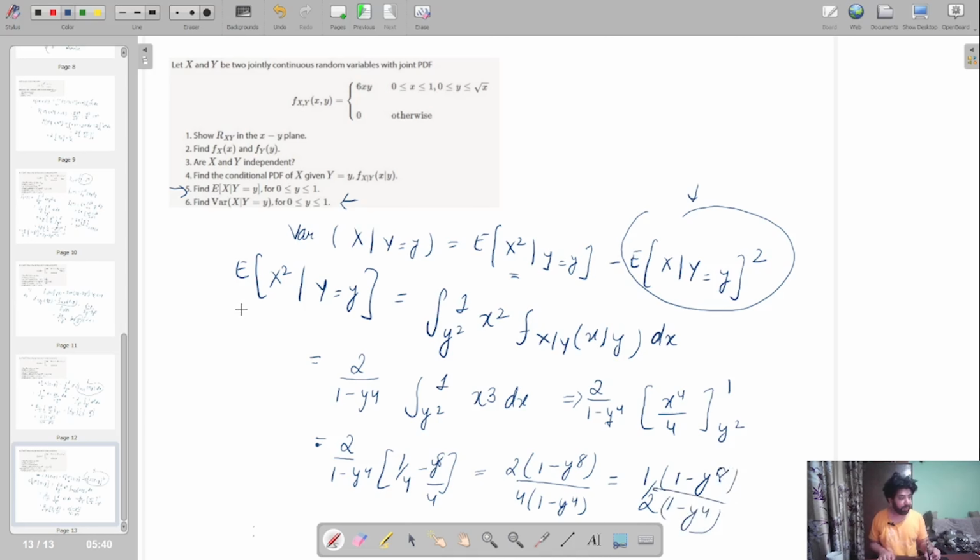Now this value can be substituted into this function, and the other value can be taken from the last one which we solved, which will give us the variance of X given Y. Alright, so that is the crux of it, and that is how you solve this kind of problem.